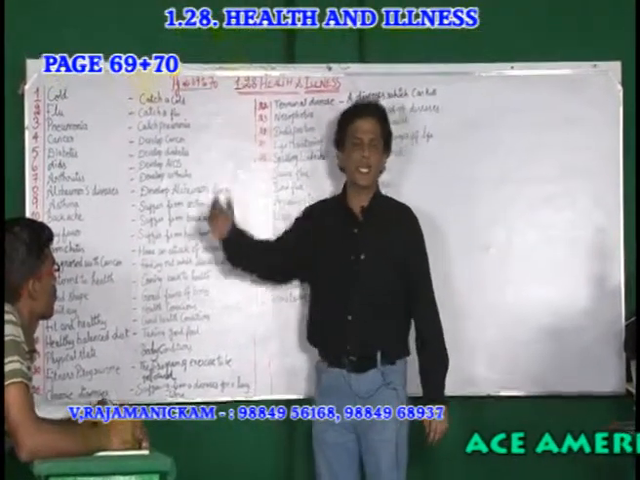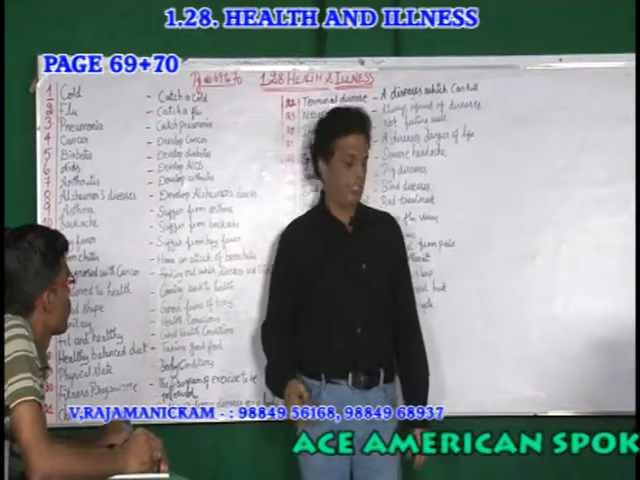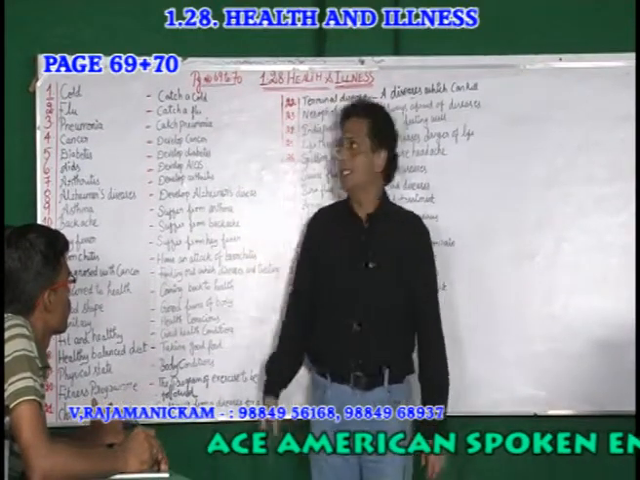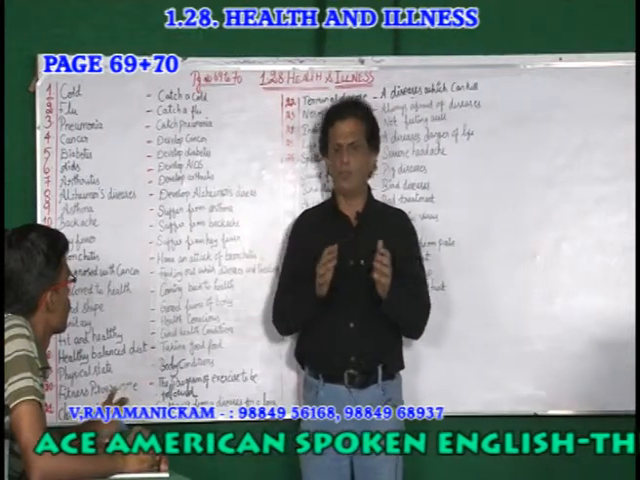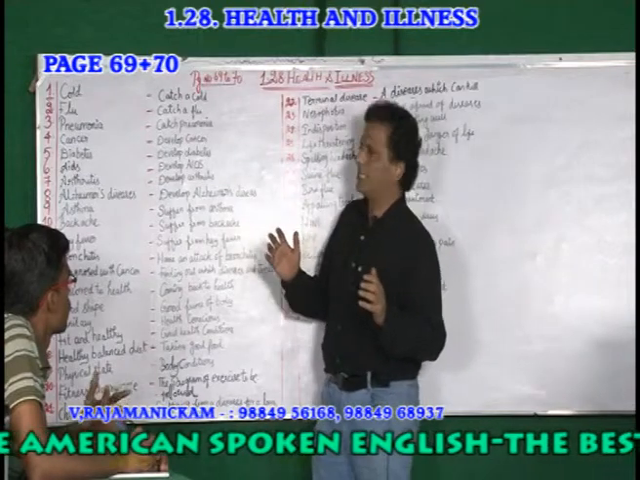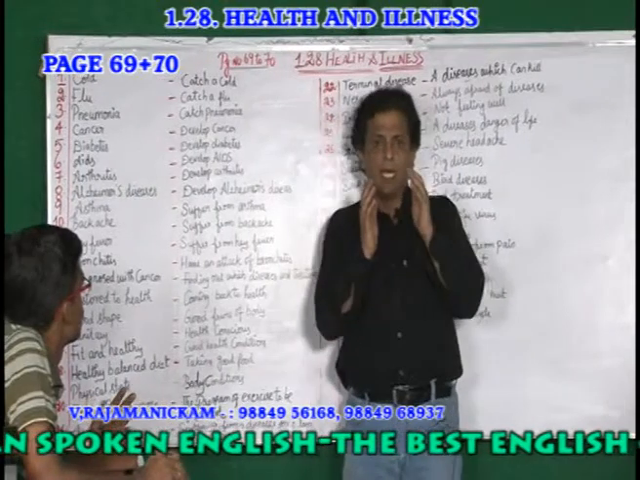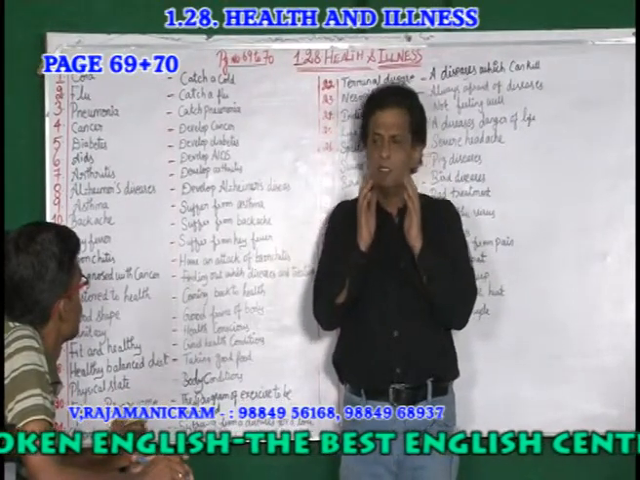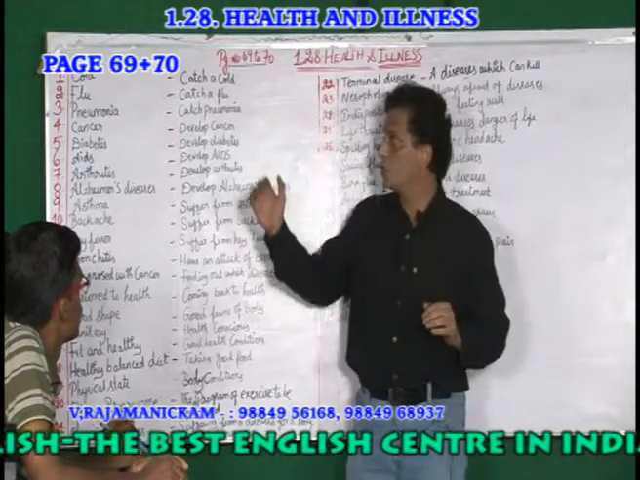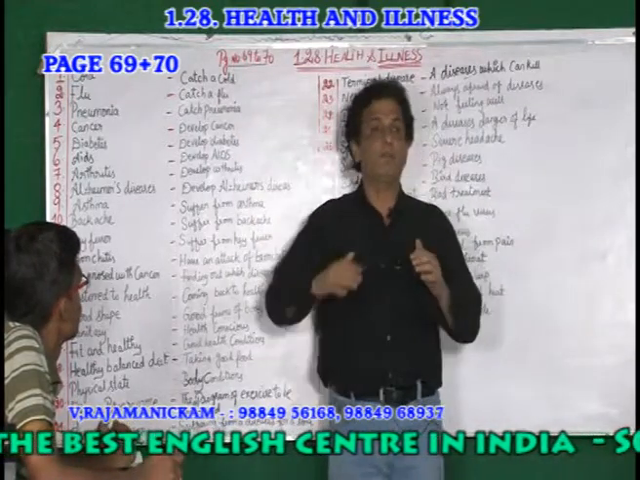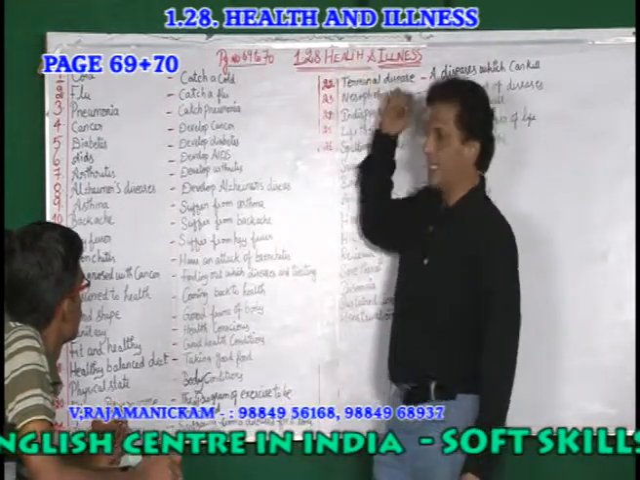Here, take your personality development book, on page numbers 69 to 70. What is given here? It is all about health and illness. So far we have covered almost 28 topics in English, and based on the subjects, vocabularies are given. Those vocabularies we have seen, and we have formulated speeches also. Now we are coming to health and illness.